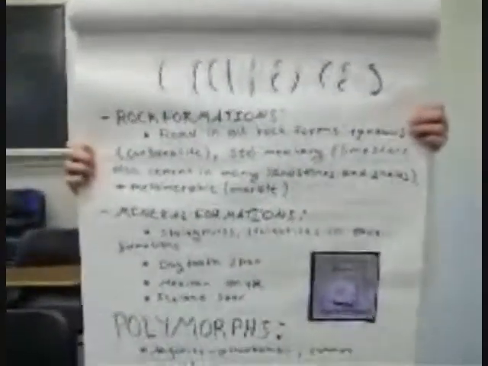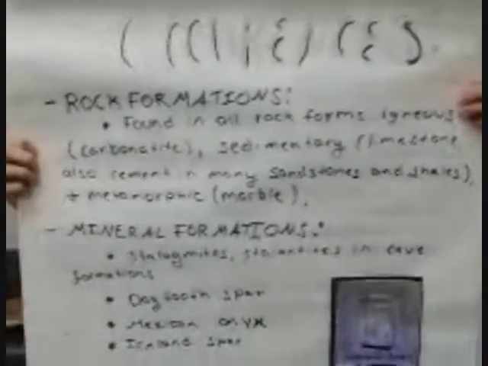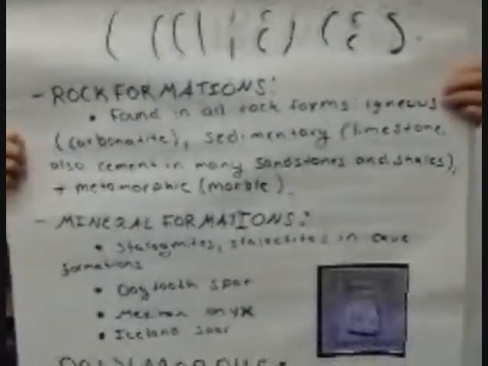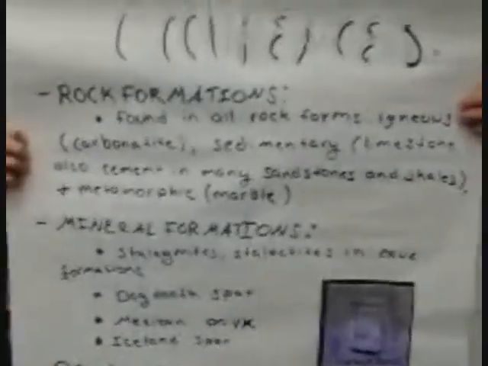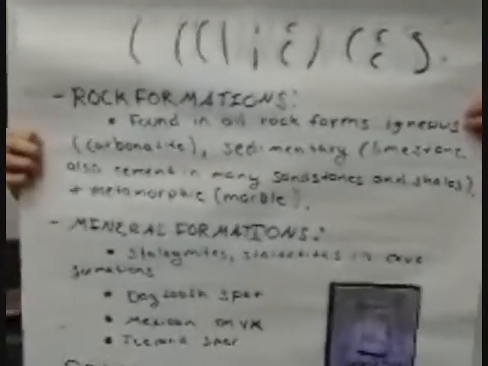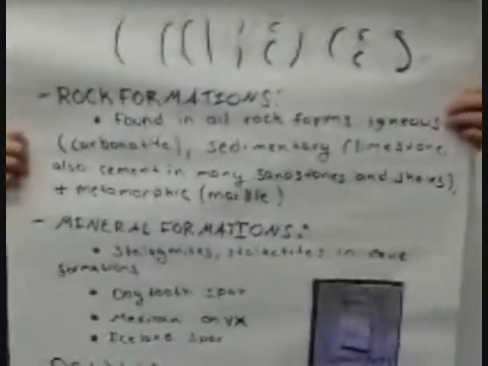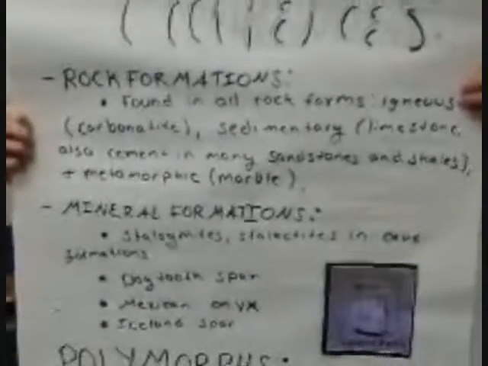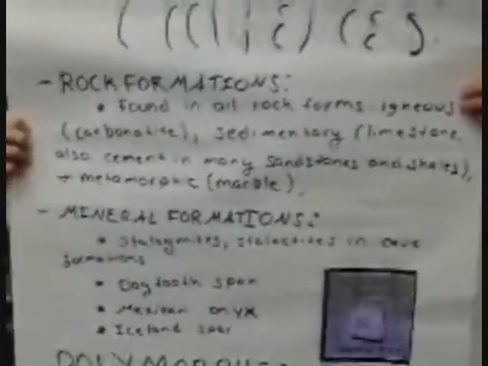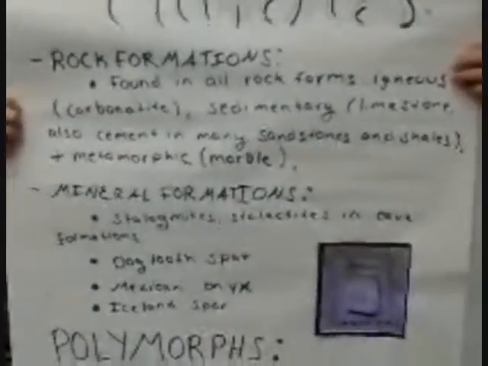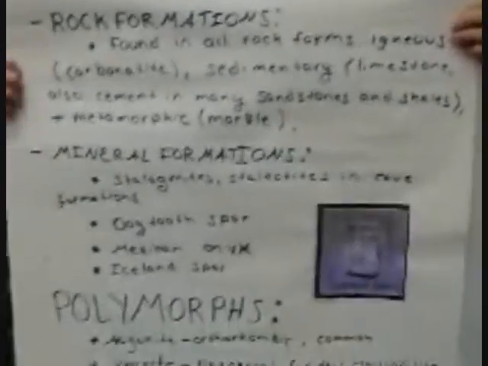Occurrences of calcite. In rock formations, it is found in all rock forms: igneous, sedimentary, and metamorphic. In igneous rocks, it forms carbonatite, which is about 99% calcite. In sedimentary rocks, it forms limestone. It's also cement in many sandstones and shales. And in metamorphic rocks, it forms marble, which, as we all know, is metamorphosed limestone.